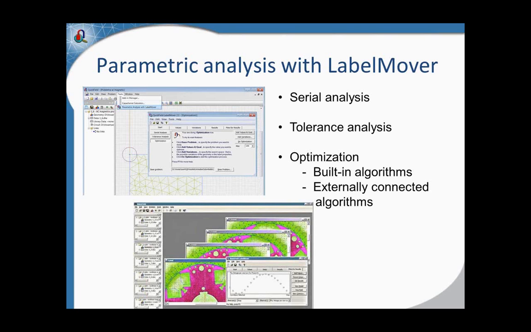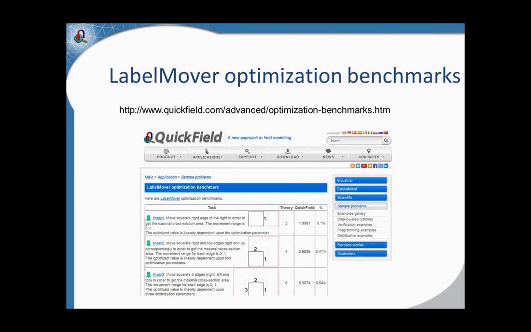Tolerance analysis allows study of the statistical distribution of a specified result with known statistics of the geometrical and physical variation of the model objects. And optimization allows you to modify model parameters to achieve some goal value. Optimization in LabelMover works with built-in algorithms, which are usually fast and efficient. This slide shows our website page with many simple benchmarks proving this fact.